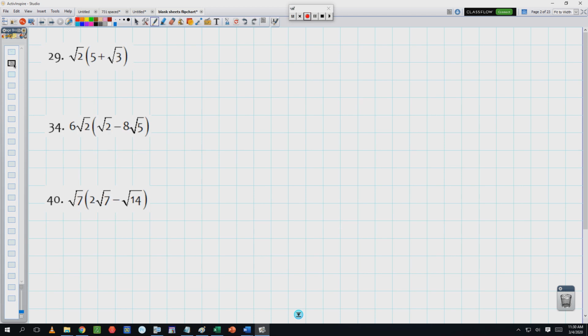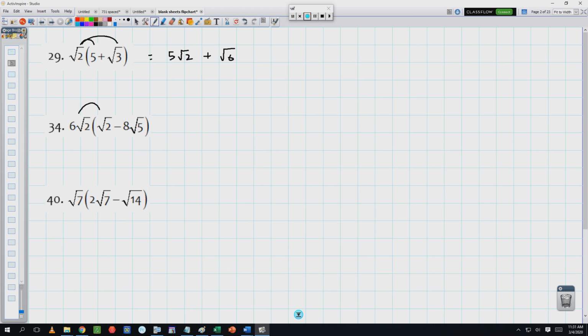Here we have some numbers in front of parentheses, which means you'll distribute. So you'll take your radical 2 and multiply it with the 5. The 2 is inside, the 5 is outside. 5 radical 2. And then you'll take your radical 2 and multiply it with your radical 3. They're both inside. Radical 6. And I can't simplify either one of those.